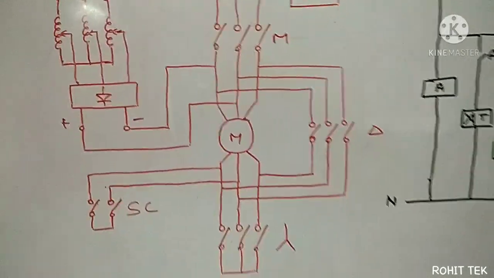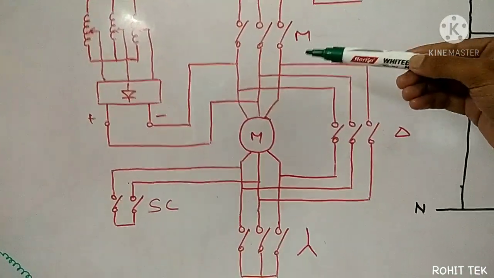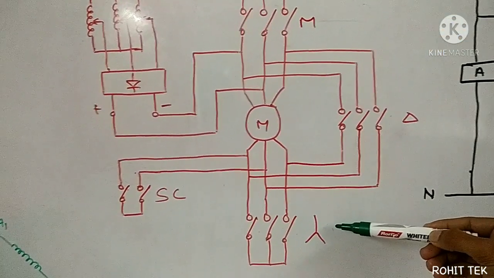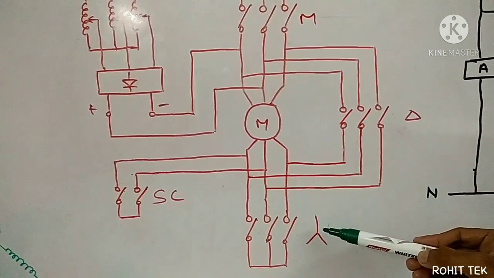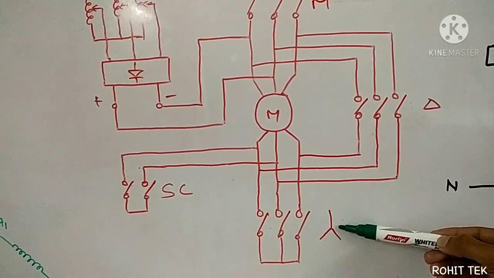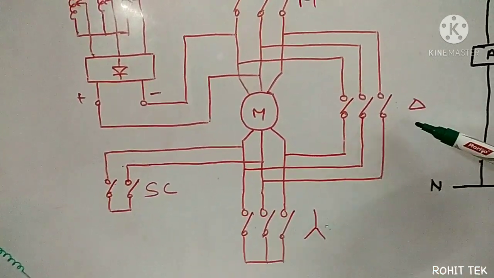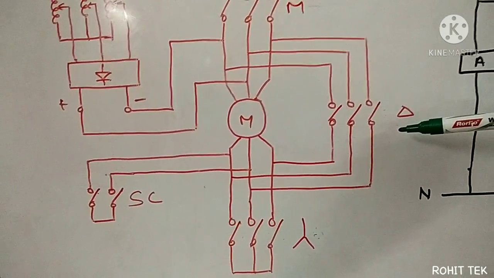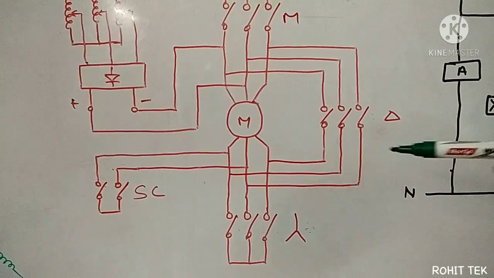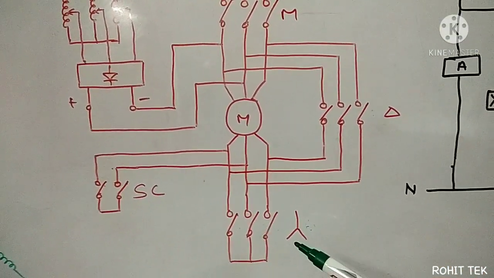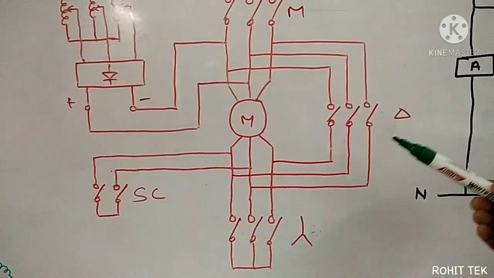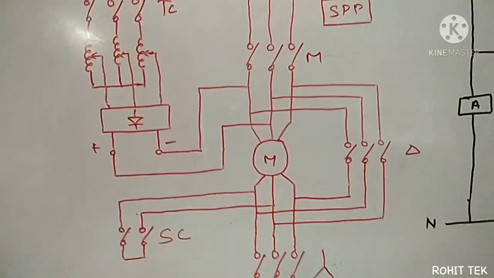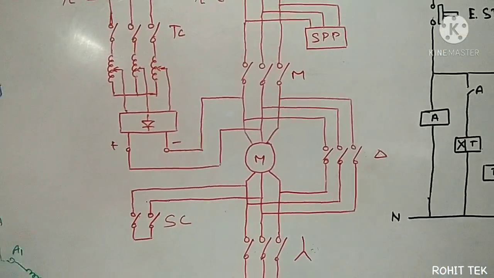To start the motor in star configuration, I have to energize this main contactor and star contactor simultaneously. After a delay, I have to de-energize this Y contactor or star contactor and energize the delta contactor. Then the motor will run in delta configuration. At first the motor was running in star configuration, and after a certain delay, the motor will run in delta configuration. Is it clear? So this section is the star delta starter section.